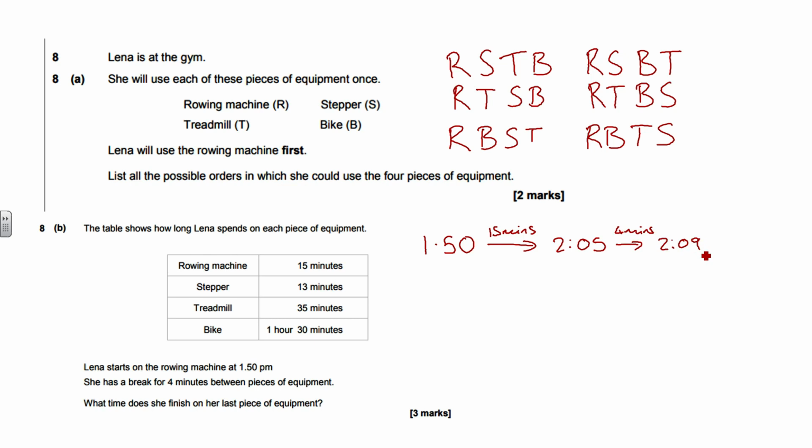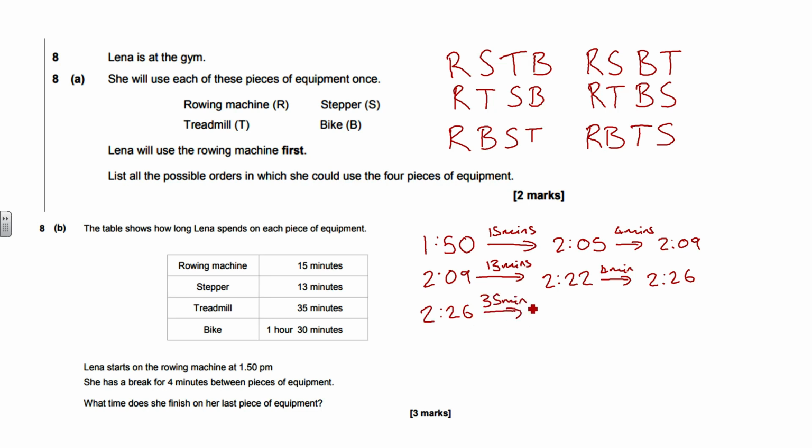So then, now she does the stepper, so she starts at 2:09. She spends 13 minutes on the stepper, so that's 2:22. She then has a 4-minute break, that's 2:26. So then she goes on the treadmill at 2:26. She spends 35 minutes on the treadmill.